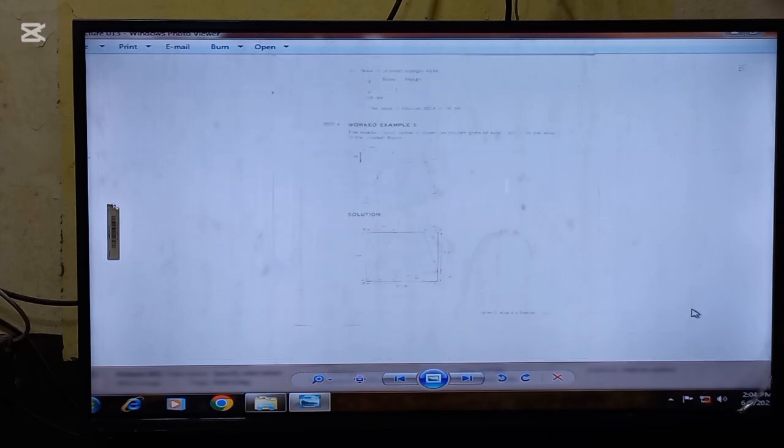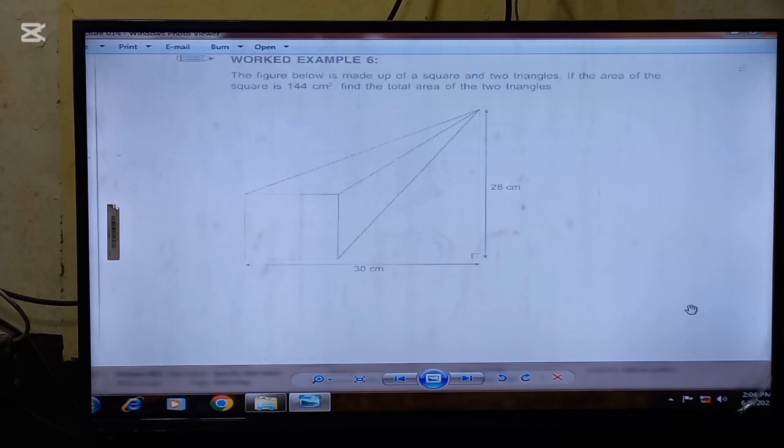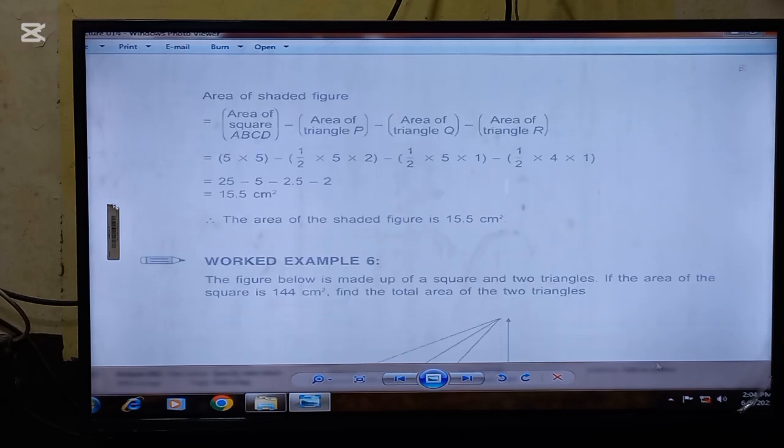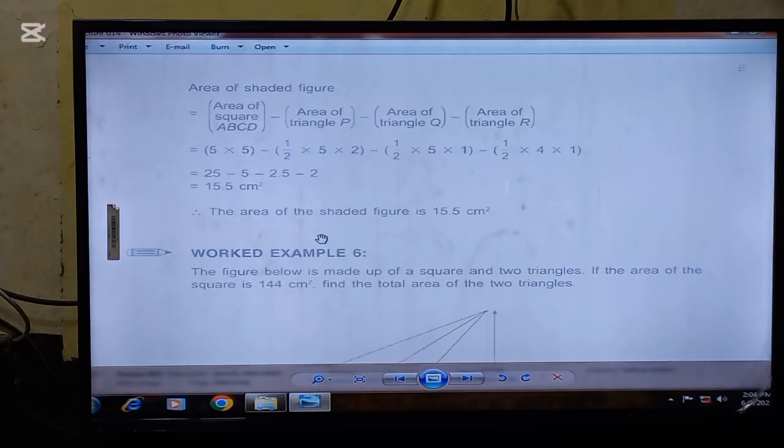So look now. Here is the area of the square, that is 5 by 5. Here is one triangle, here is the second, here is the third. All three triangles' areas are subtracted from the area of the square. So this is the area of the shaded portion.